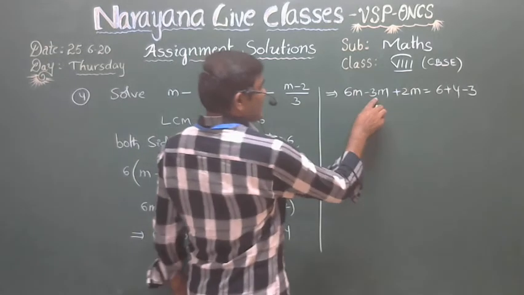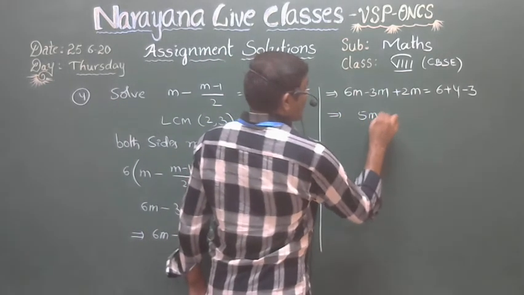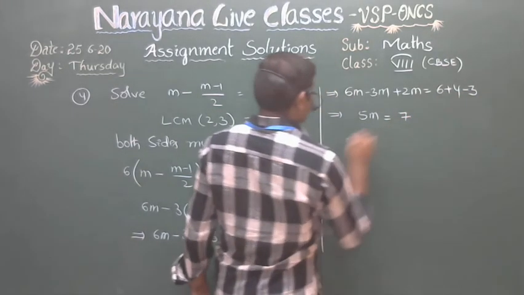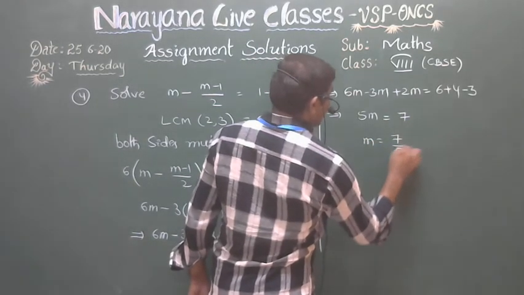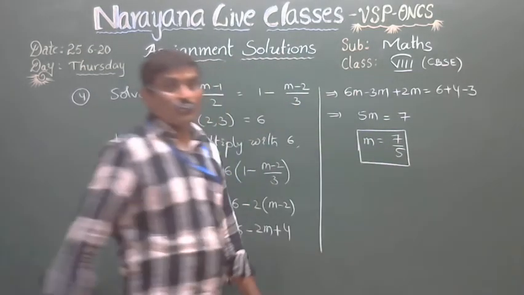6 minus 3, 3, plus 2, 5. So 5m equal to 6 plus 4, 10, 10 minus 3 is equal to 7. Therefore, m is equal to 7 by 5. So this is the solution of the fourth sum.